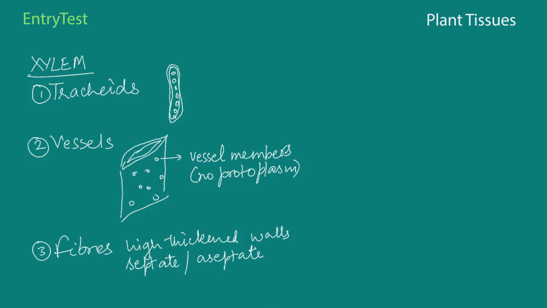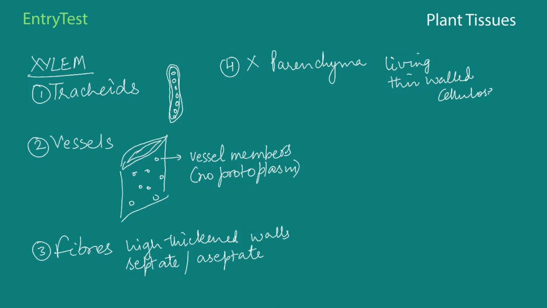Coming to the xylem parenchyma, which is the fourth element, all these cells, they are living and they are thin-walled. The cell wall is made up of cellulose and the main function is to store food in the form of starch or fat or even tannins. And apart from this, you need to know that the primary xylem is further of two types.